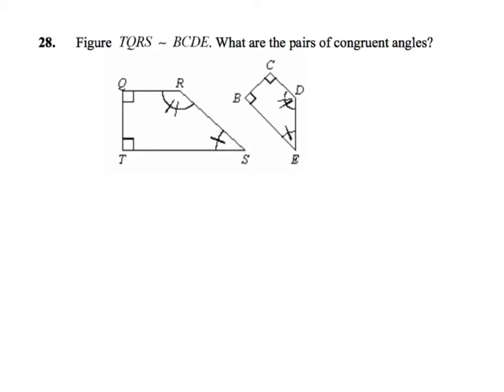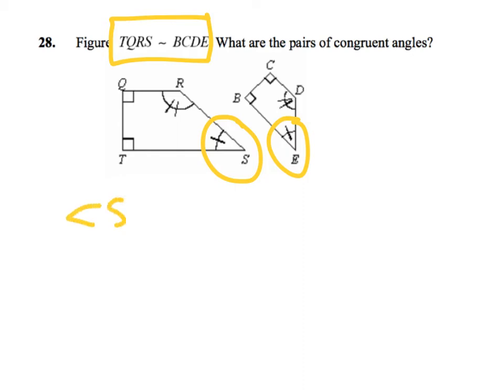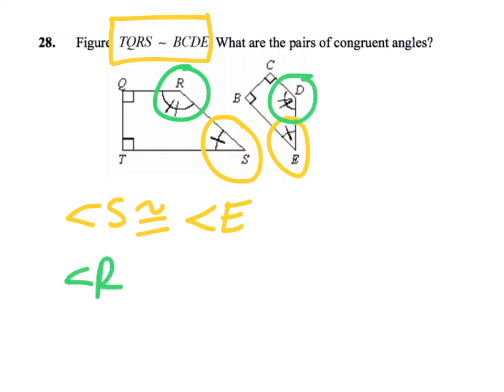Number 28 says figure TRS is similar to BCD. What are the pairs of congruent angles? This one you can use your picture, or you can use the congruent statement up here. If I'm looking at my picture, I notice that this angle and this angle both have one curve and one line on it. So I know angle S is going to be congruent, or excuse me, similar. Nope, congruent, I lied, to angle E. My second one, we have R and D. Those both have two lines in them. So I know angle R is going to be congruent to angle D.